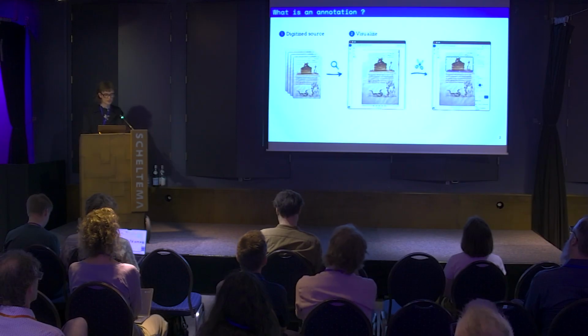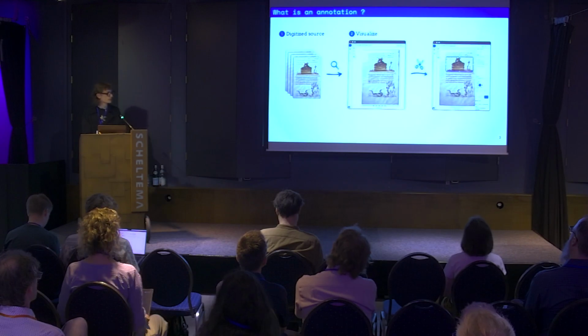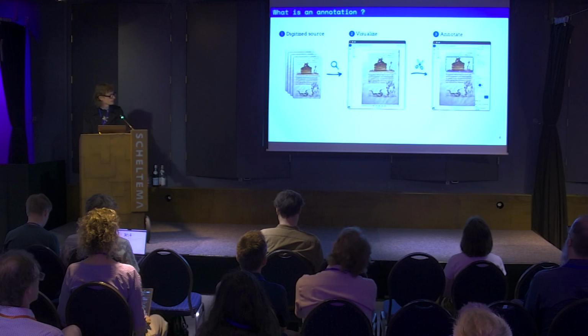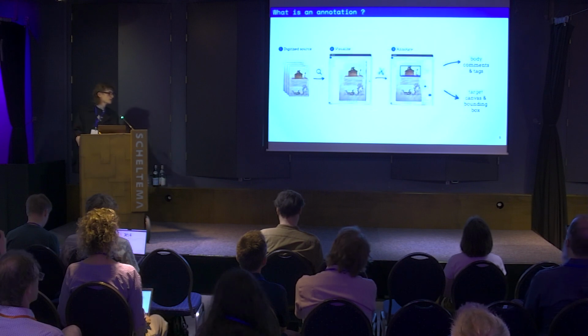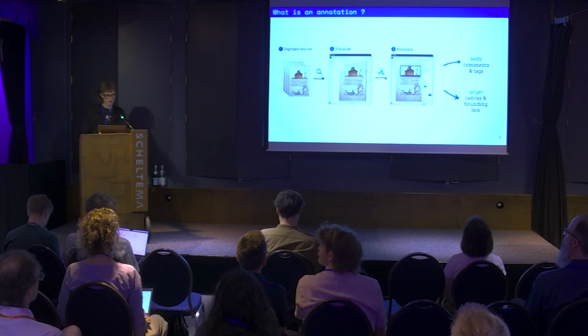You look through the pages and then you stumble upon an illustration. What you then do is identify this illustration by drawing a bounding box around it, and you comment it with an identification of your illustration. And there you go, you've done an annotation. In more concrete terms, an annotation connects a body and a target. The body is comments and tags, metadata commenting on the target, which in our case is a canvas and a bounding box. So this is an annotation.